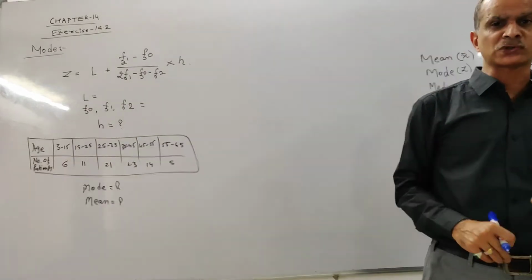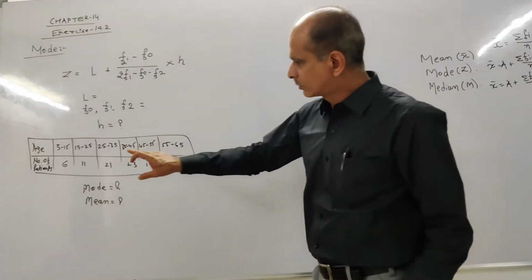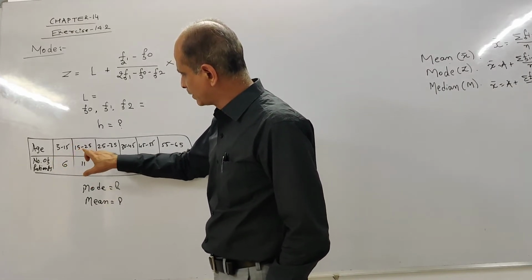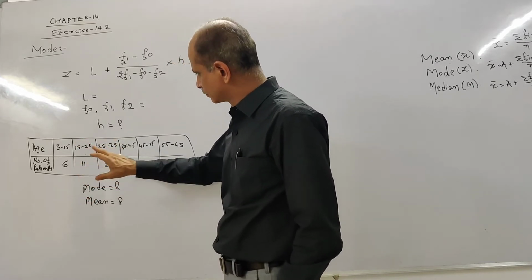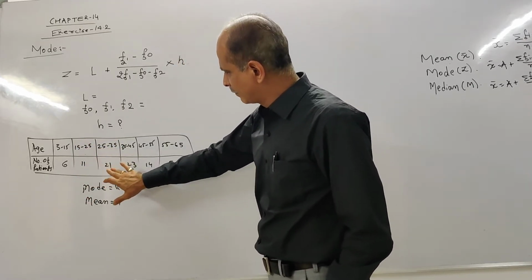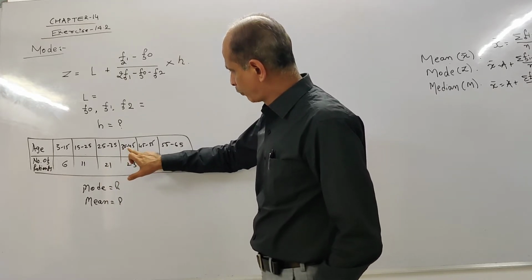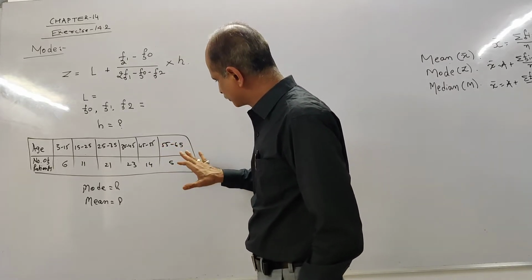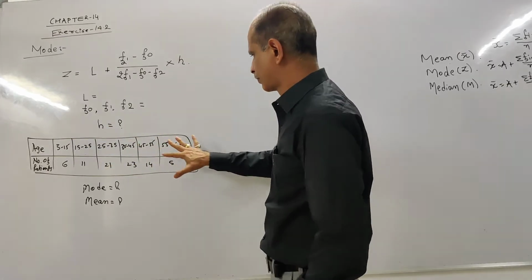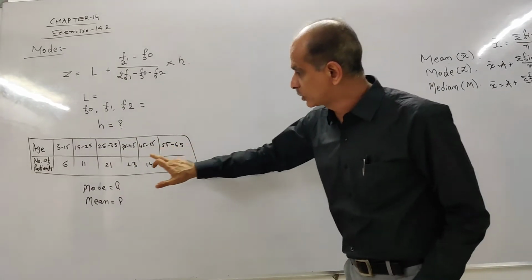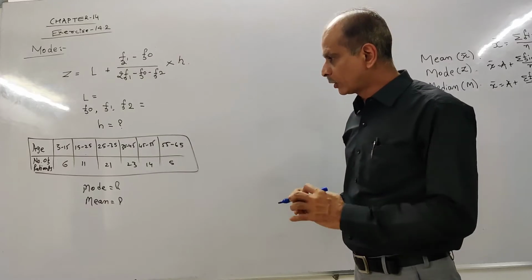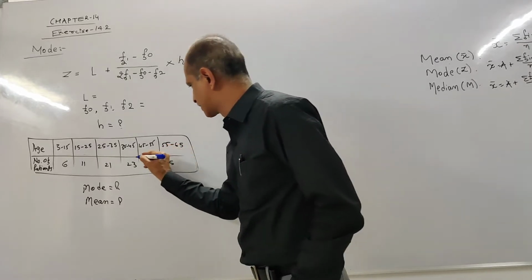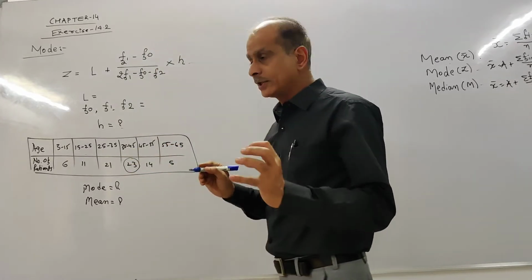You know, mode means the most frequent observation. Here, in 5 to 15, 6 patients are there. 15 to 25, in this group there are 11 patients. 25 to 35, there are 21 patients. While in 35 to 45, 23, 45 to 55, 14, and 55 to 65 is 5. So this is the conclusion of this data. The maximum number of observations lies in this group because of 6, 11, 21, 23, 14 and 5. So 23 is the highest frequency. So here the modal class.